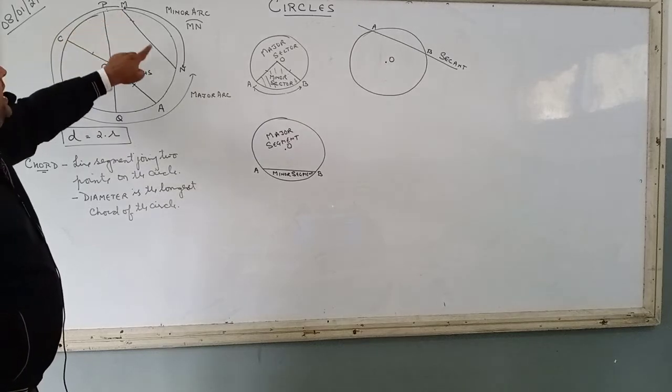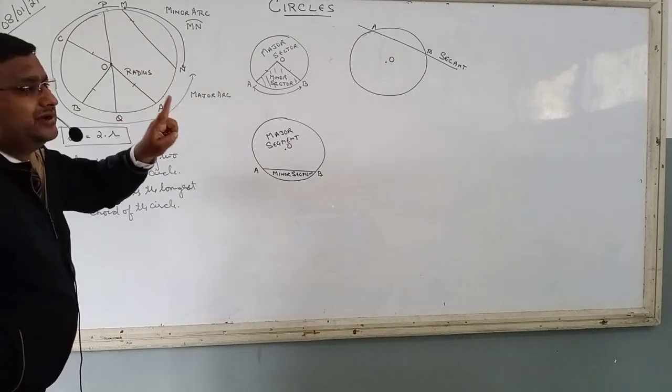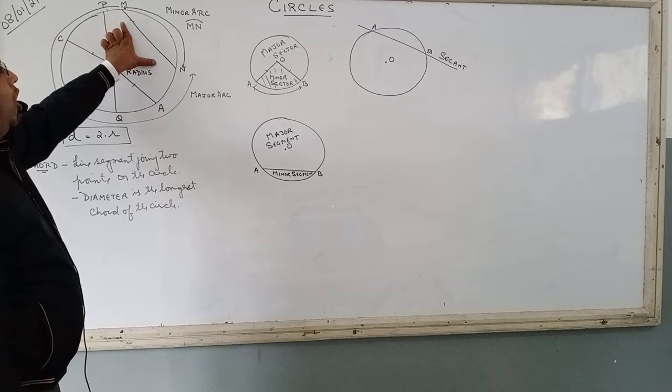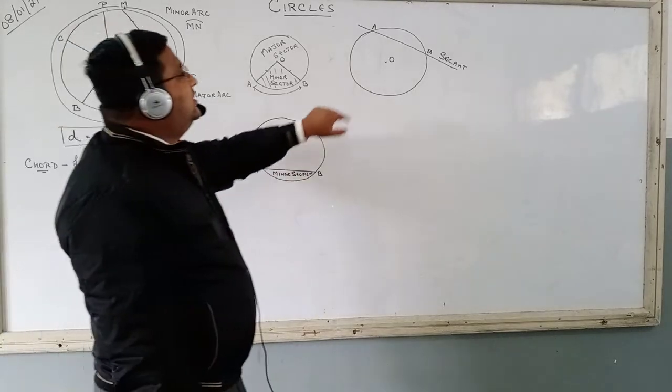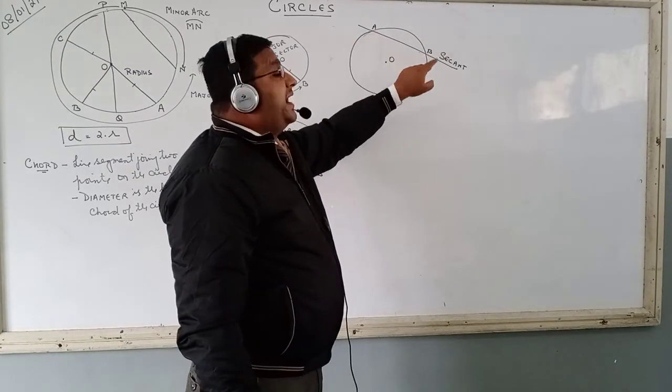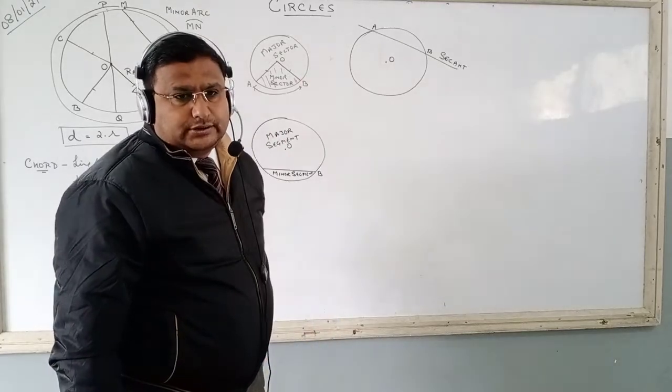A chord has its endpoints on the circle. A chord has 2 endpoints on the circle. A secant intersects the circle at 2 points.